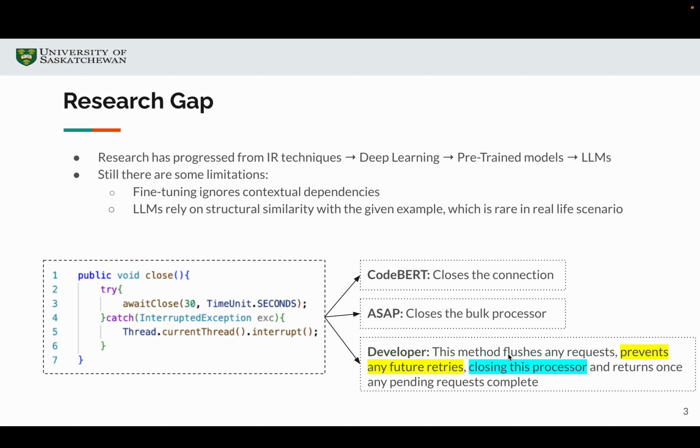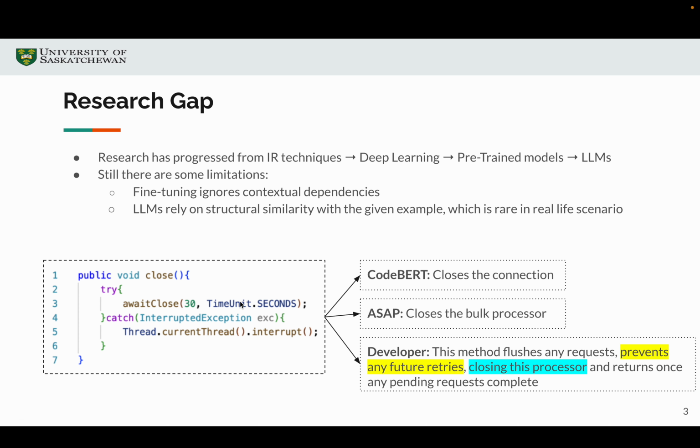The developer wrote, "This method flushes any requests, prevents any future retries, closing the processor, and returns once any pending requests complete." So you can see the original developer wrote a lot of meaningful things in the summary of this method, whereas the automated tools couldn't. The automated tools mainly align with the name of the function; they are unable to explain what's inside this awaitClose method.